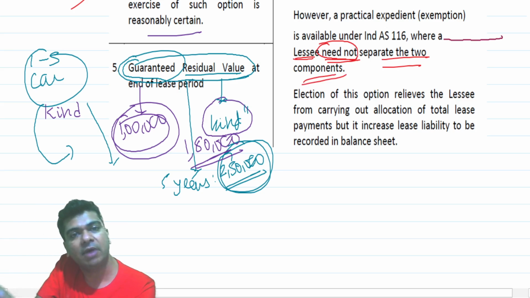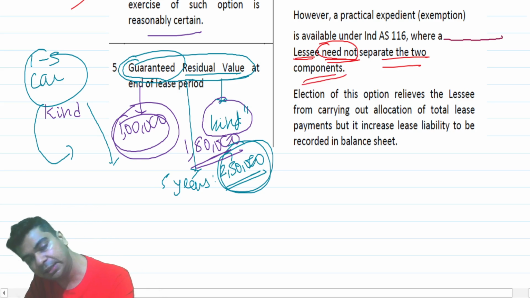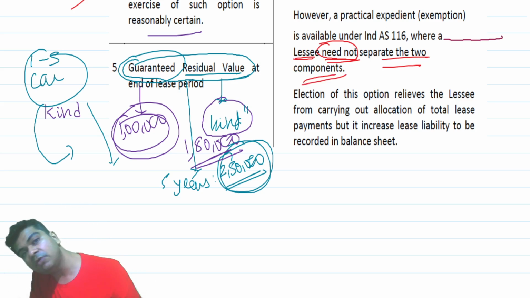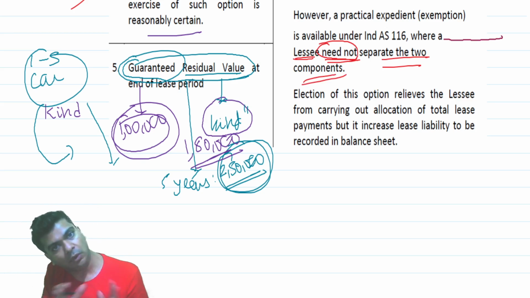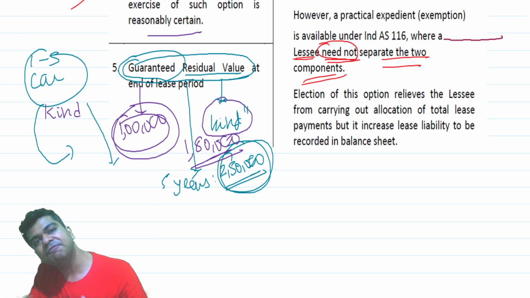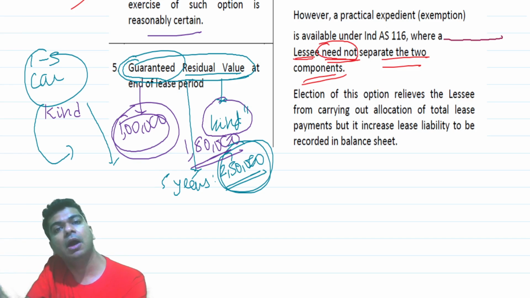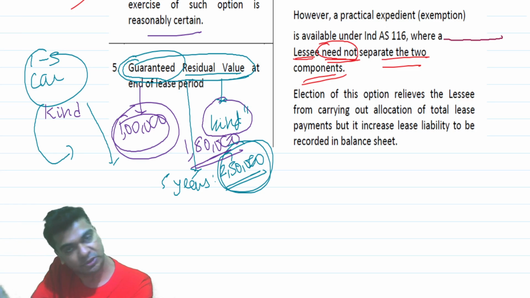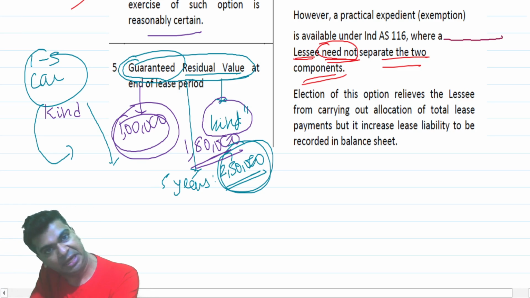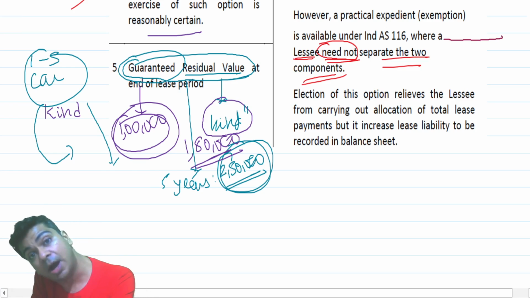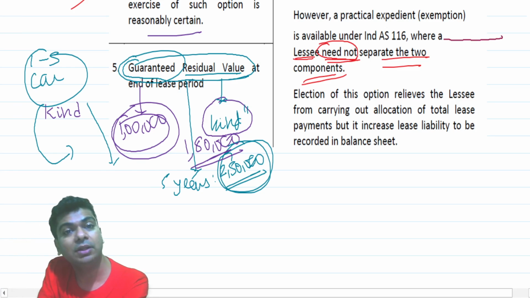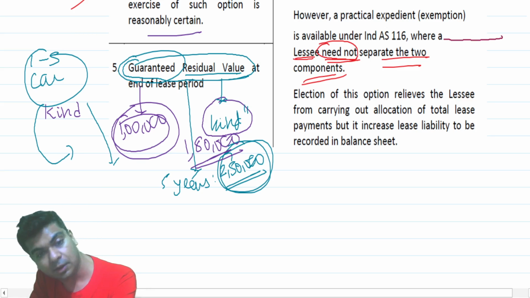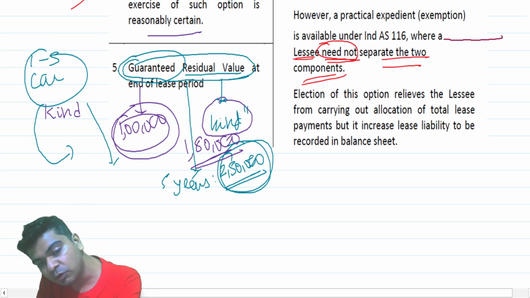So I will pay 1 lakh rupees as I said in earlier illustration, and I will not do any bifurcation. Okay. So this is a benefit that I will get. What will be the benefit? I will avoid that unnecessary allocation that was required to be done. So that is the advantage. But the disadvantage is that now a higher amount will get included in the lease liability. Understand? Earlier, what was happening?